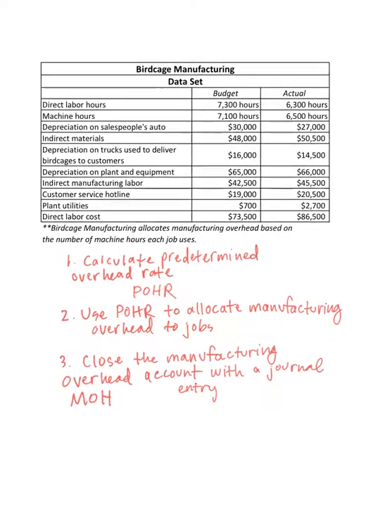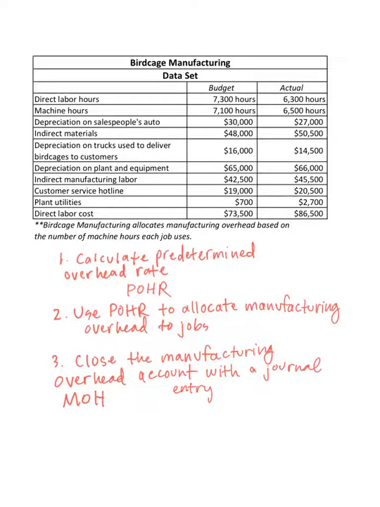So here we are back to the data set. Since I'm looking for two estimates, both of these items are going to be found in the budgeted column. I'm looking for the total estimated overhead for the year and the total estimated use of the allocation base. Now, what is the allocation base? That always has to be told to you in the question. This question says that overhead is allocated based on the number of machine hours. So that is how I know that for my denominator, the estimated total use of the allocation base is going to be total budgeted machine hours right here.